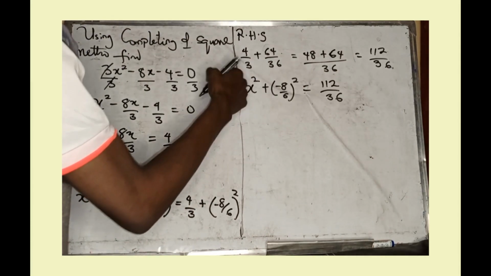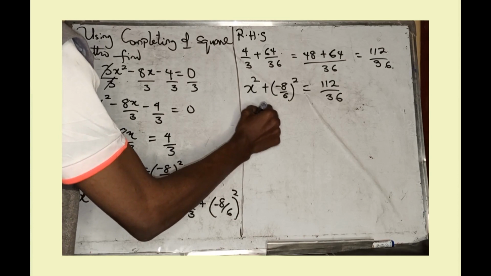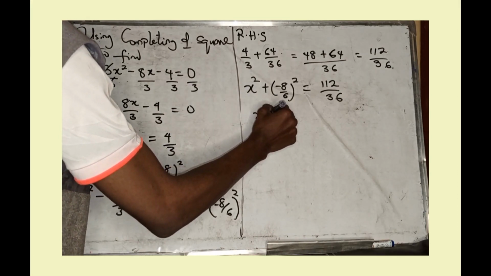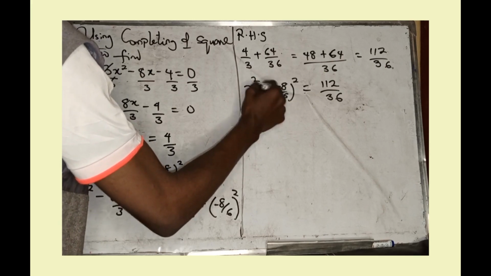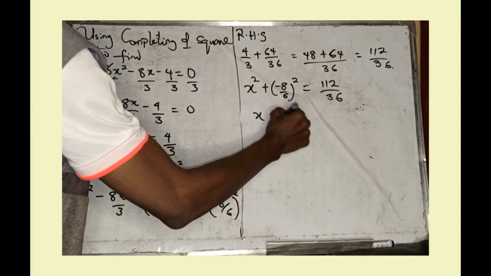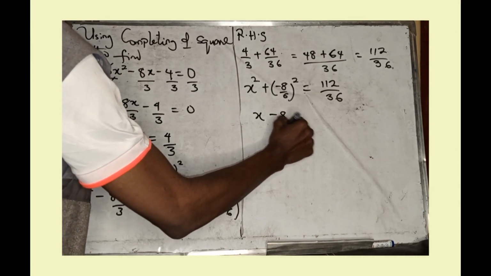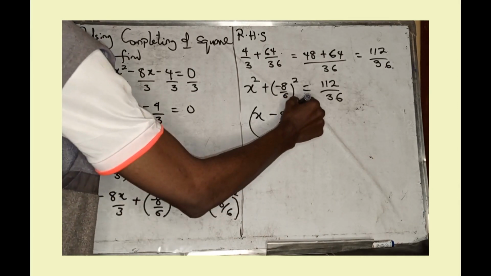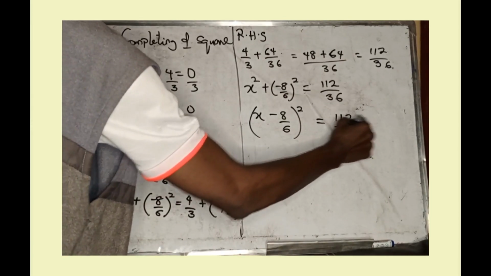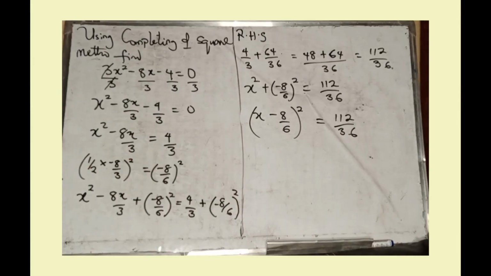So in that case now, what next? Right, now this can still be written as x, then plus minus, this can be written as x minus 8 over 6, all squared, this way, is now equal to 112 divided by 36. Is that taken?